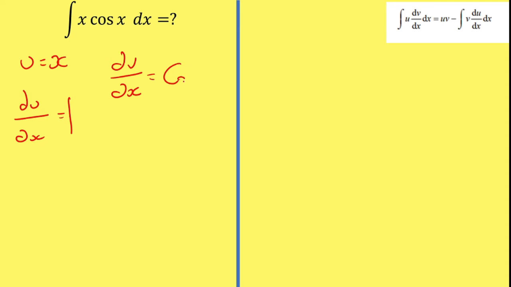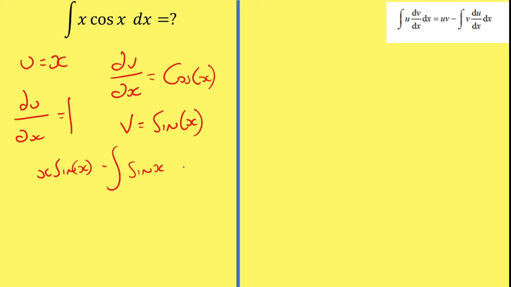Now dv over dx, I'm going to call that cos x, which means v is going to have to be sine of x, because the integration of cos is sine. Now we use this formula to substitute them in. So uv is going to be x sine x, subtract the integral of v, which is sine x, and du over dx, which is 1, so times 1, which is just sine x. And we know the integral of sine is minus cos, so it's going to be x sine x plus cos x, because it's minus sine x and we're subtracting it, which makes it cos x.